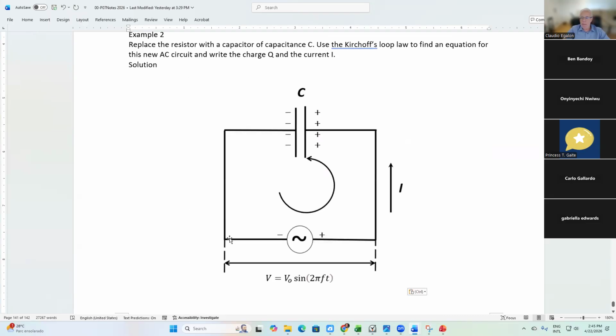The diagram. Oh, we're almost at the point where we should break, right? Take a break.